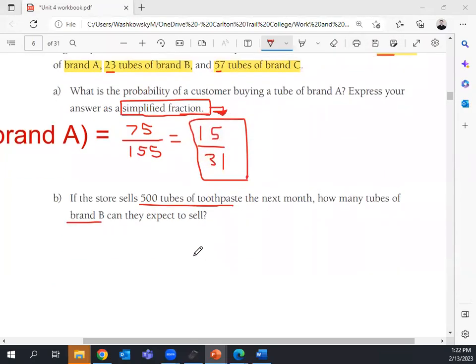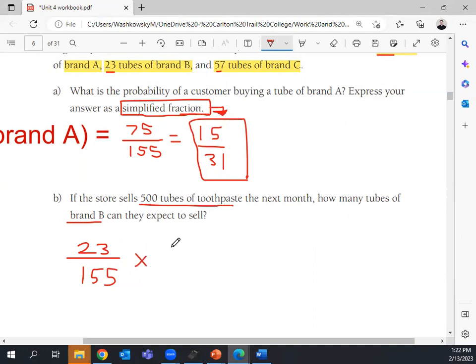So first off, how can we figure this out? Here's what we know. How many tubes of brand B can we expect to sell? Well, how many tubes of brand B did they sell? What was their odds of selling a brand B? 23 over 155, because that's the odds you have, right? With those pink Smarties, I had a 27 over 221 chance. So I had 23 over 155 chance of selling brand B.